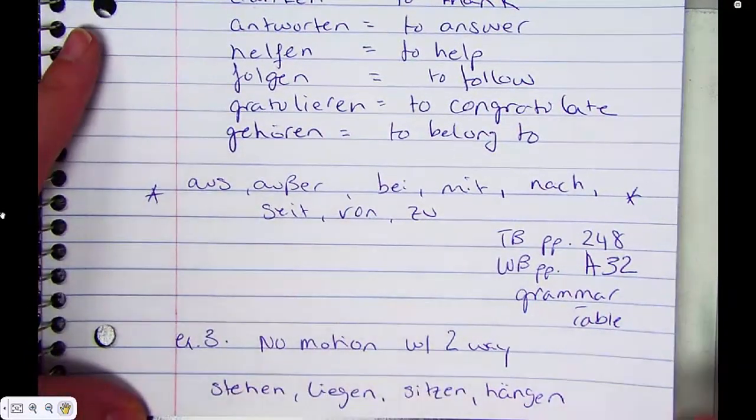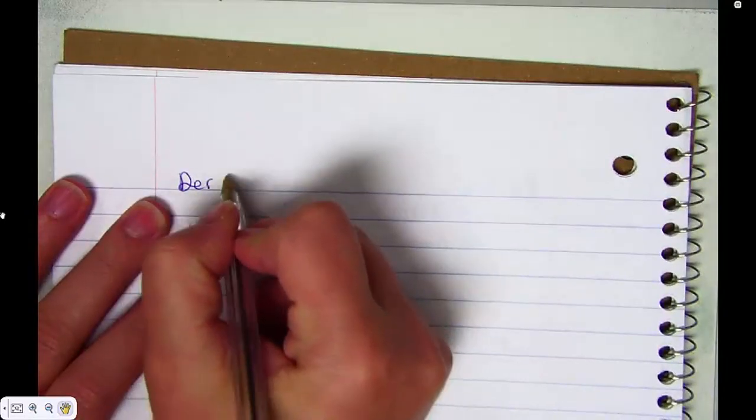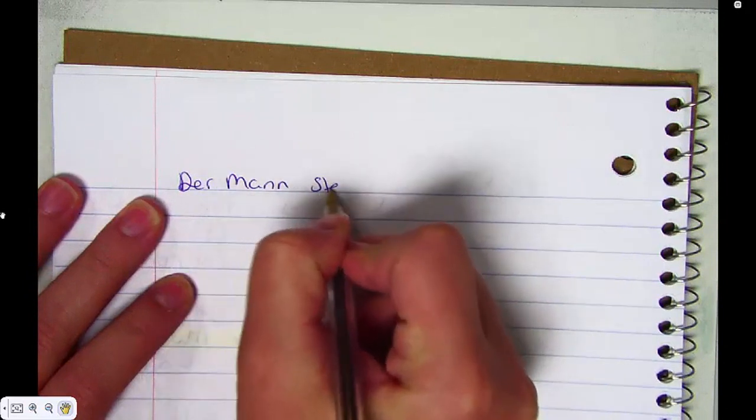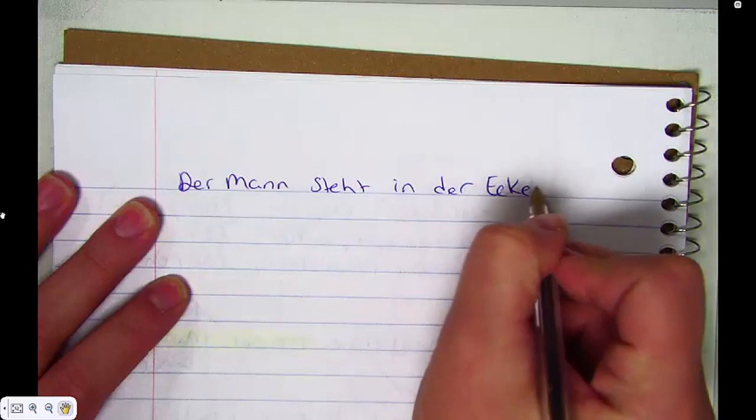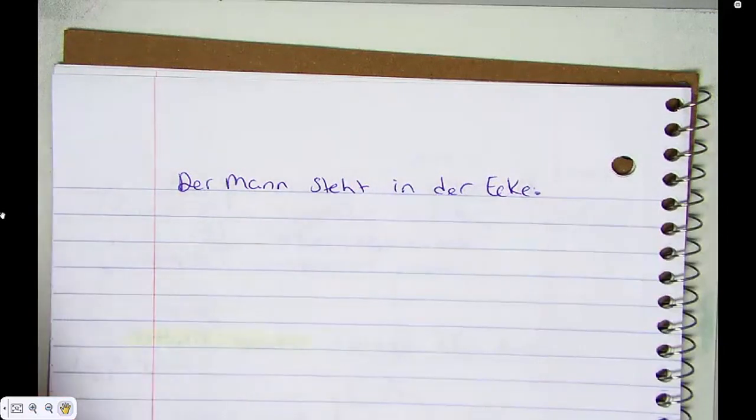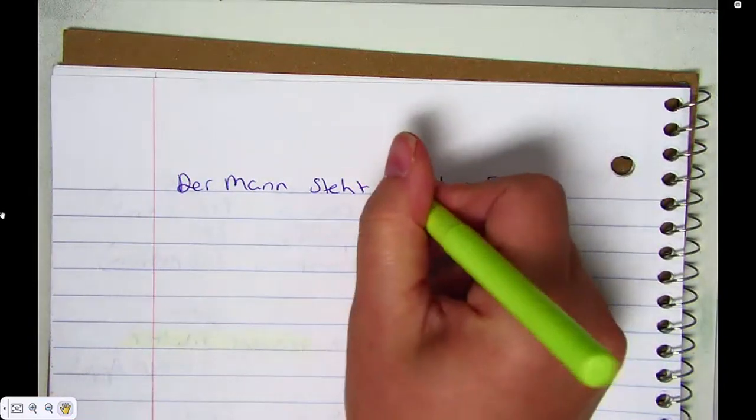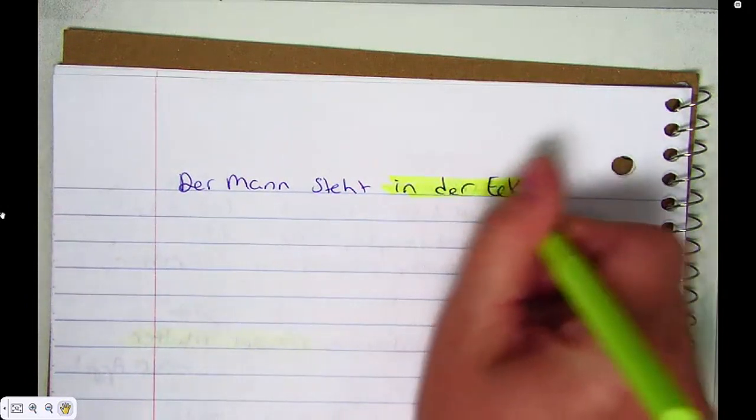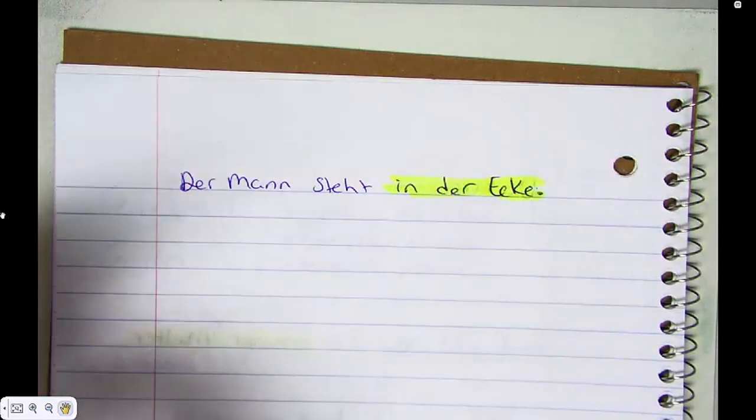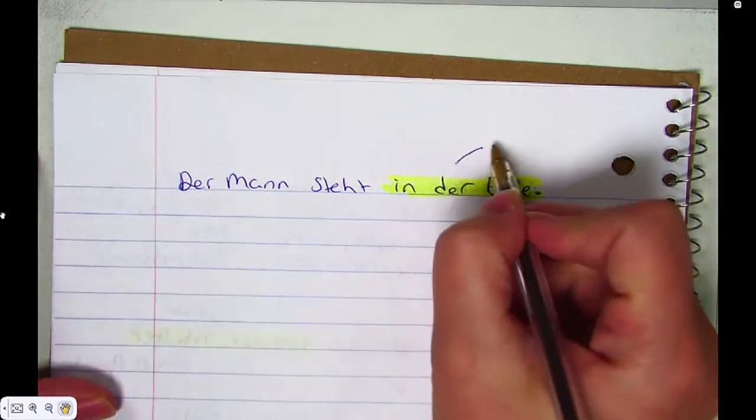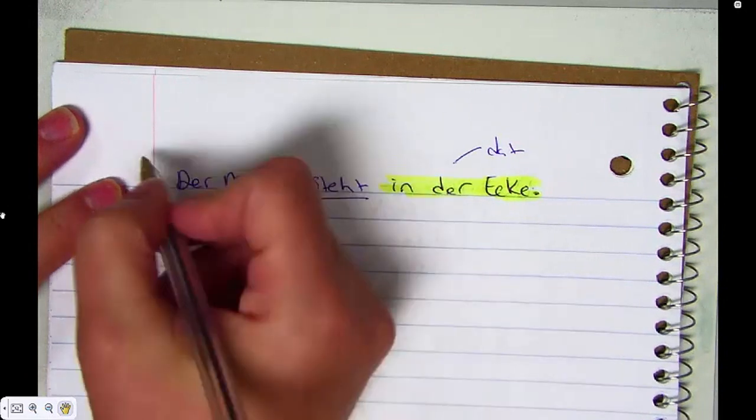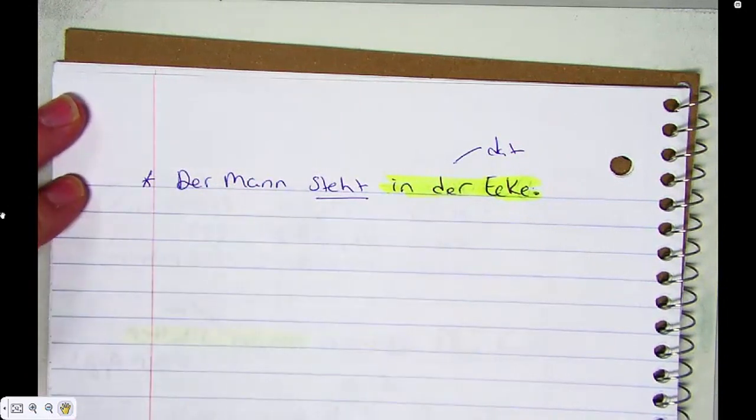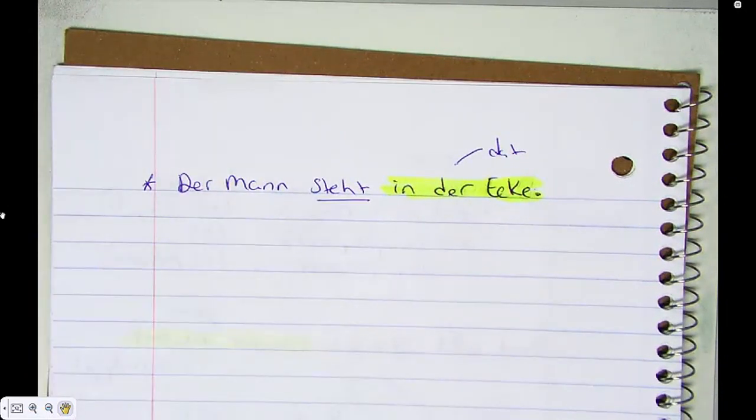So an example of this would be: der Mann steht in der Ecke. Okay, so I'm using stehen, and I've got my two-way preposition, and I've got in der Ecke. So this is going to be dative case. Now you don't have to be using those 4 specific verbs. You can of course also use different verbs.